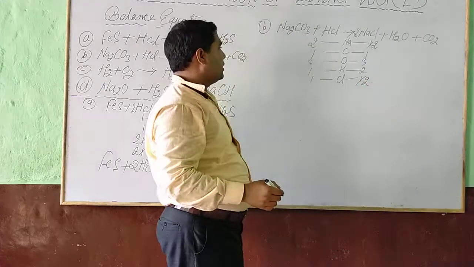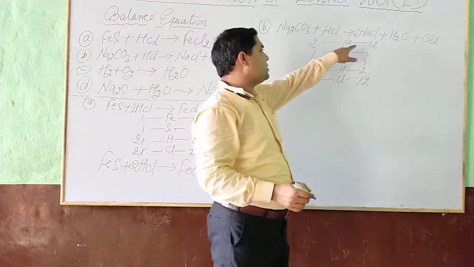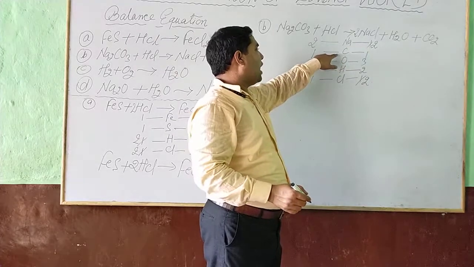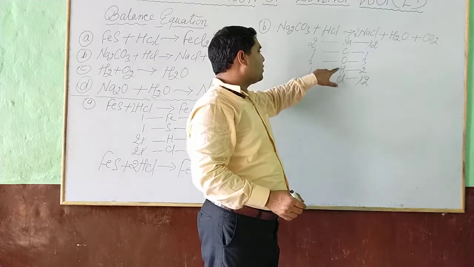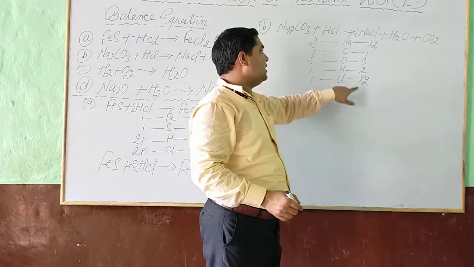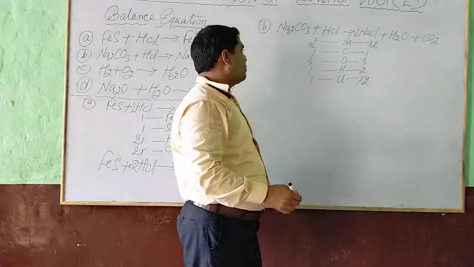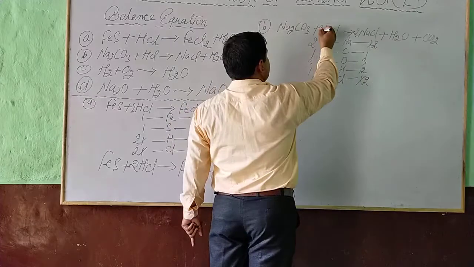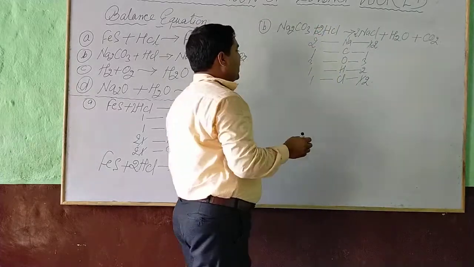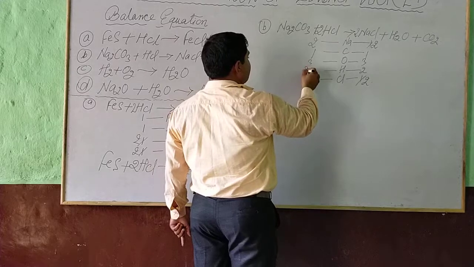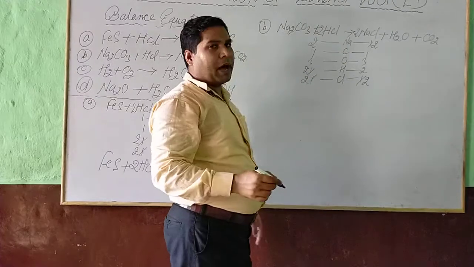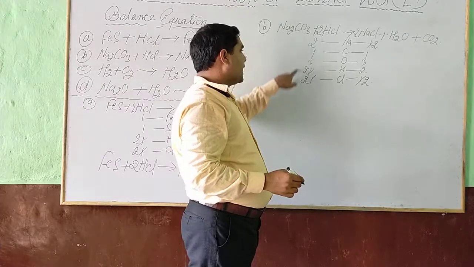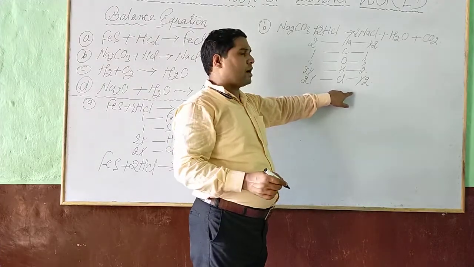Now you see sodium is being balanced, carbon is balanced on both sides, oxygen is being balanced, hydrogen and chlorine are unbalanced. So we will put here 2, and this way the number of hydrogen and the number of chlorine both are being balanced in both sides, in the reactant side and the product side.